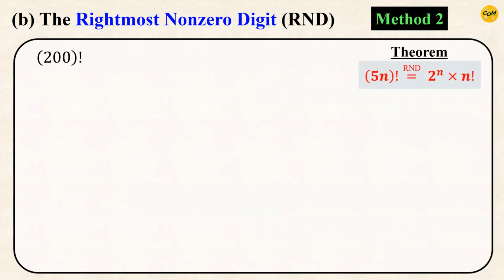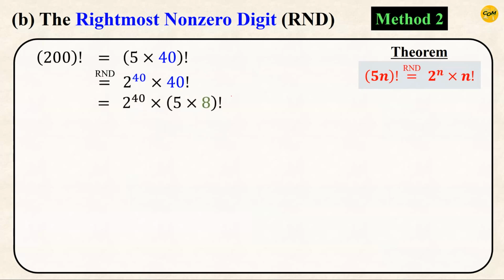Now let's use this theorem to solve the problem for 200 factorial. The obvious first step is to write 200 as 5 times 40. Therefore, by applying our theorem, it has the same rightmost non-zero digit as 2 to the power of 40 times 40 factorial. And here, we can write this 40 as 5 times 8 and apply the theorem again, which gives same R&D as 2 to the power of 40 times 2 to the power of 8 times 8 factorial.